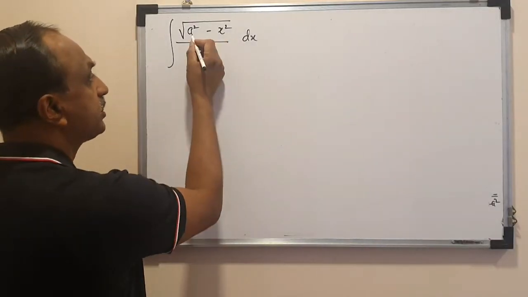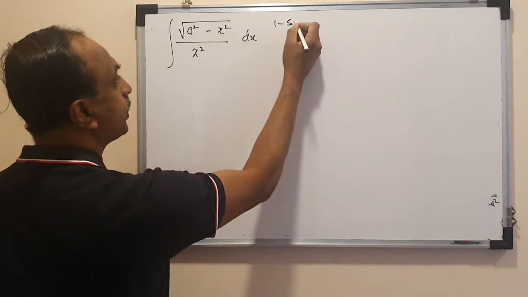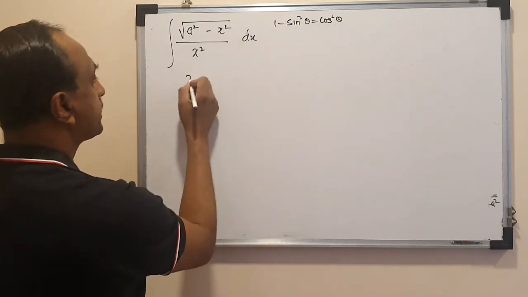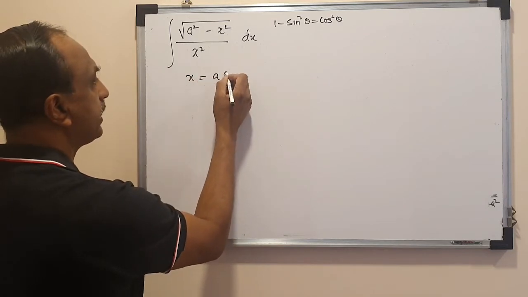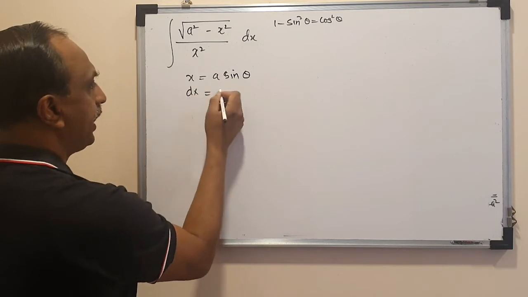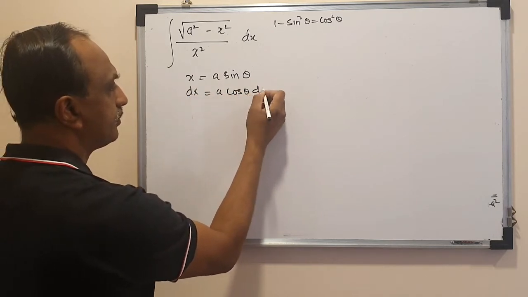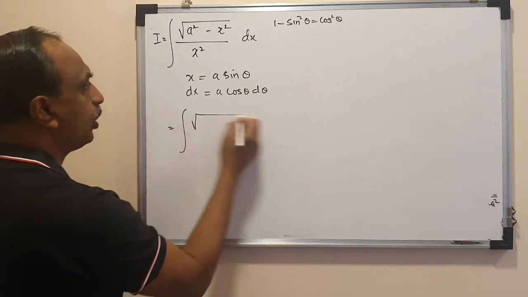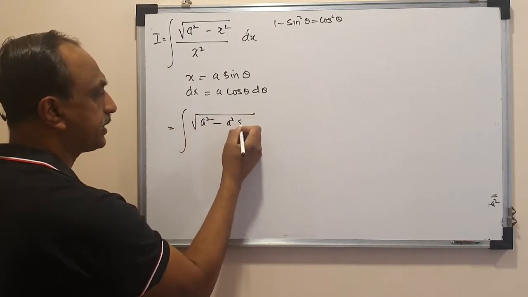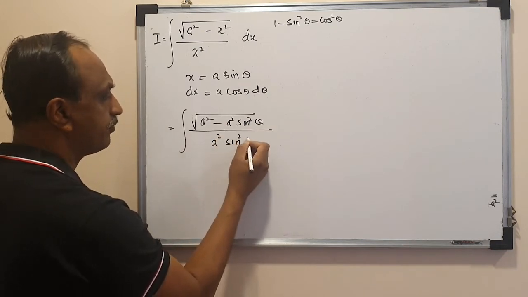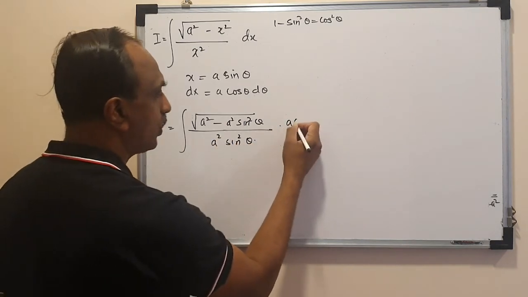Here we'll use 1 minus sine square theta is cos square theta. This should come to your mind. So naturally I'll be putting x as a sine theta. So dx became a cos theta d theta. So the integral I will become root of a square minus a square sine square theta divided by a square sine square theta into a cos theta d theta.